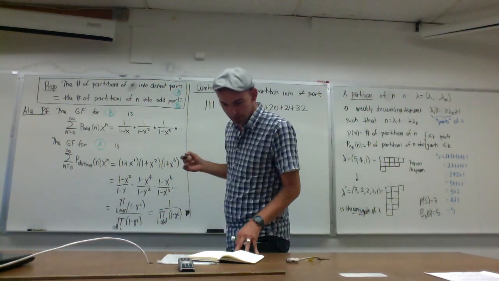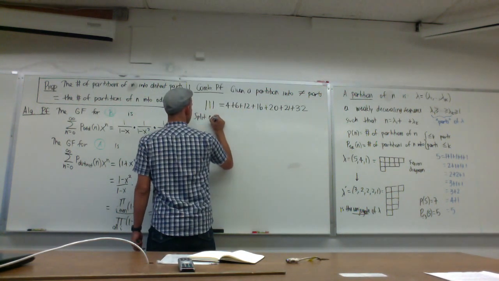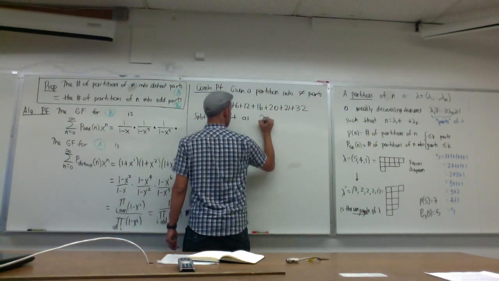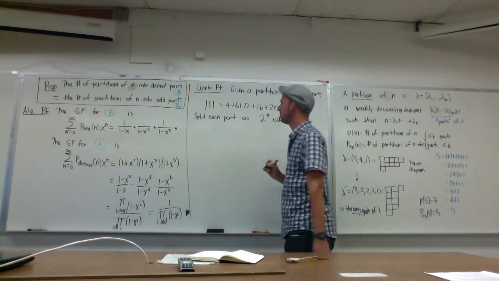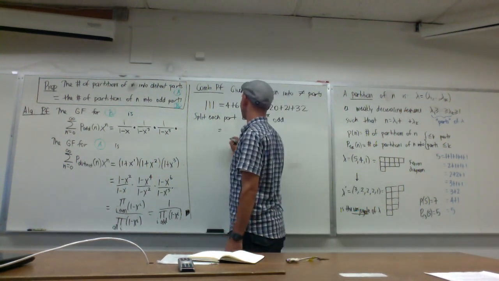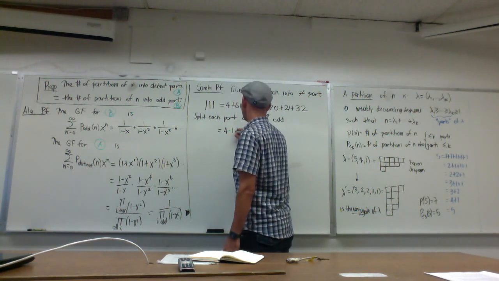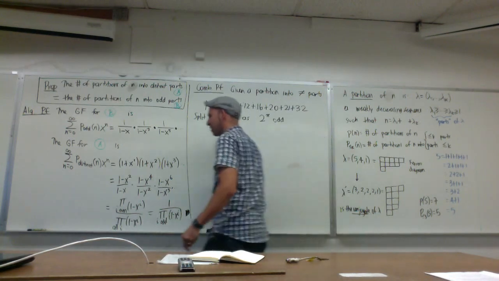So split each part as a power of 2 times an odd number. Okay? So 4 is 4 times 1. 6 is 2 times 3. Okay, we're going to do a 2-color proof now.